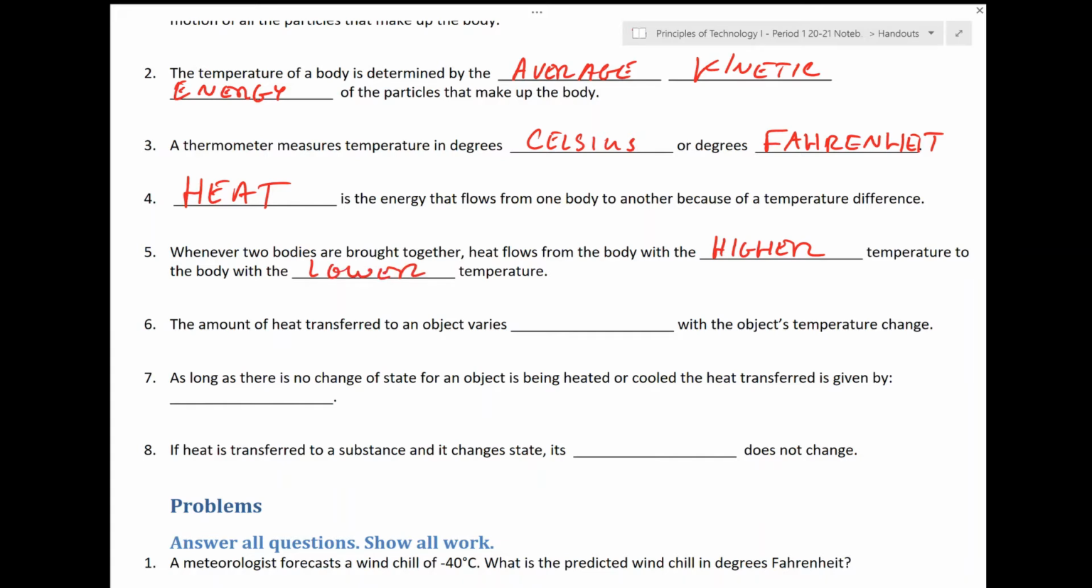Number 6. The amount of heat transferred to an object varies linearly with the object's temperature change. Number 7. First of all, there should be another word in here: that. As long as there is no change of state for an object that is being heated or cooled, the heat transferred is given by capital Q is equal to mc, which is specific heat, times delta T. Number 8. If heat is transferred to a substance and it changes state, its temperature does not change.